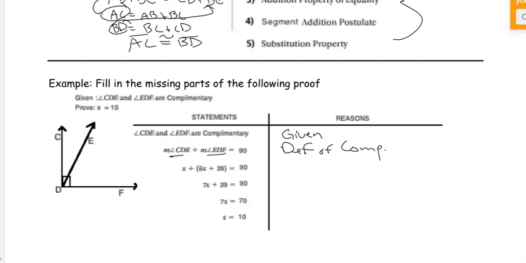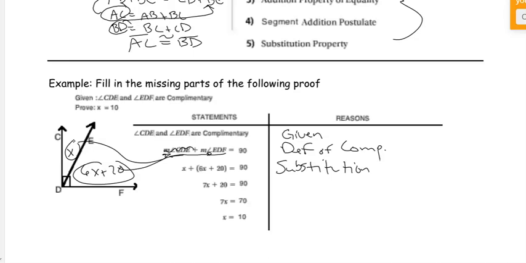Next, how do I know that this is true? Well, one thing I forgot to put in here was that this one was x and this one was 6x plus 20. So, sorry, that was supposed to be written in the given. So that one would be, I erased what the angle was, and I put in what that angle was. What is it called where you can erase it and put something in? Substitution. Sorry for forgetting to write that.